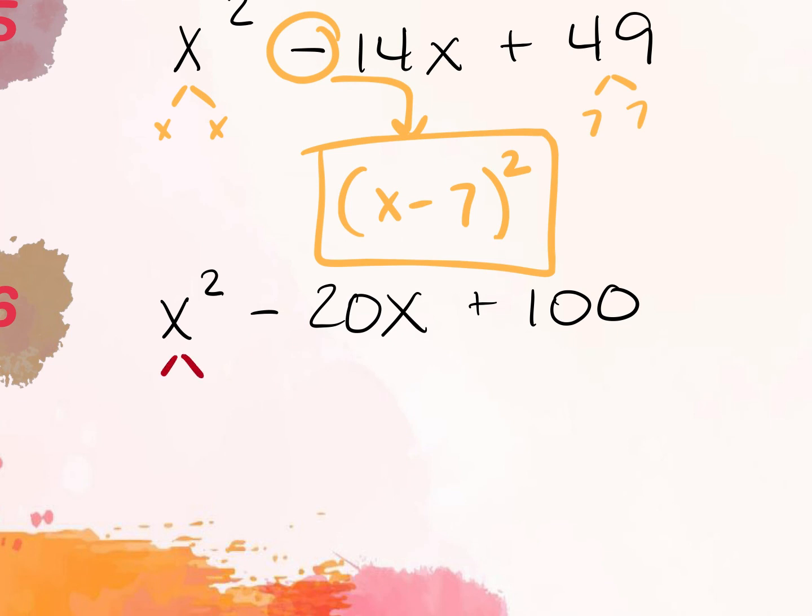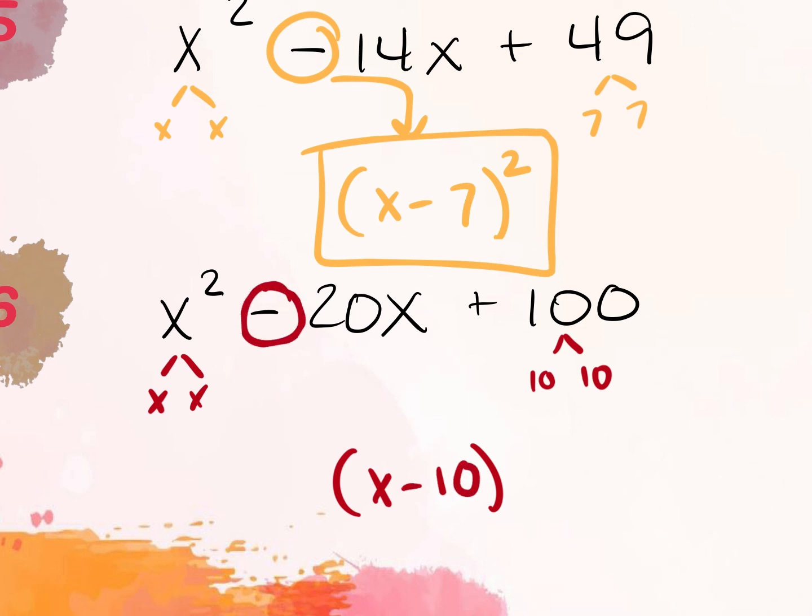All right, so x squared is a perfect square. We have x and x. What two factors give us 100? 10 and 10. So what's going to be my answer? X minus 10. Just x minus 10? Squared. X minus 10 squared.